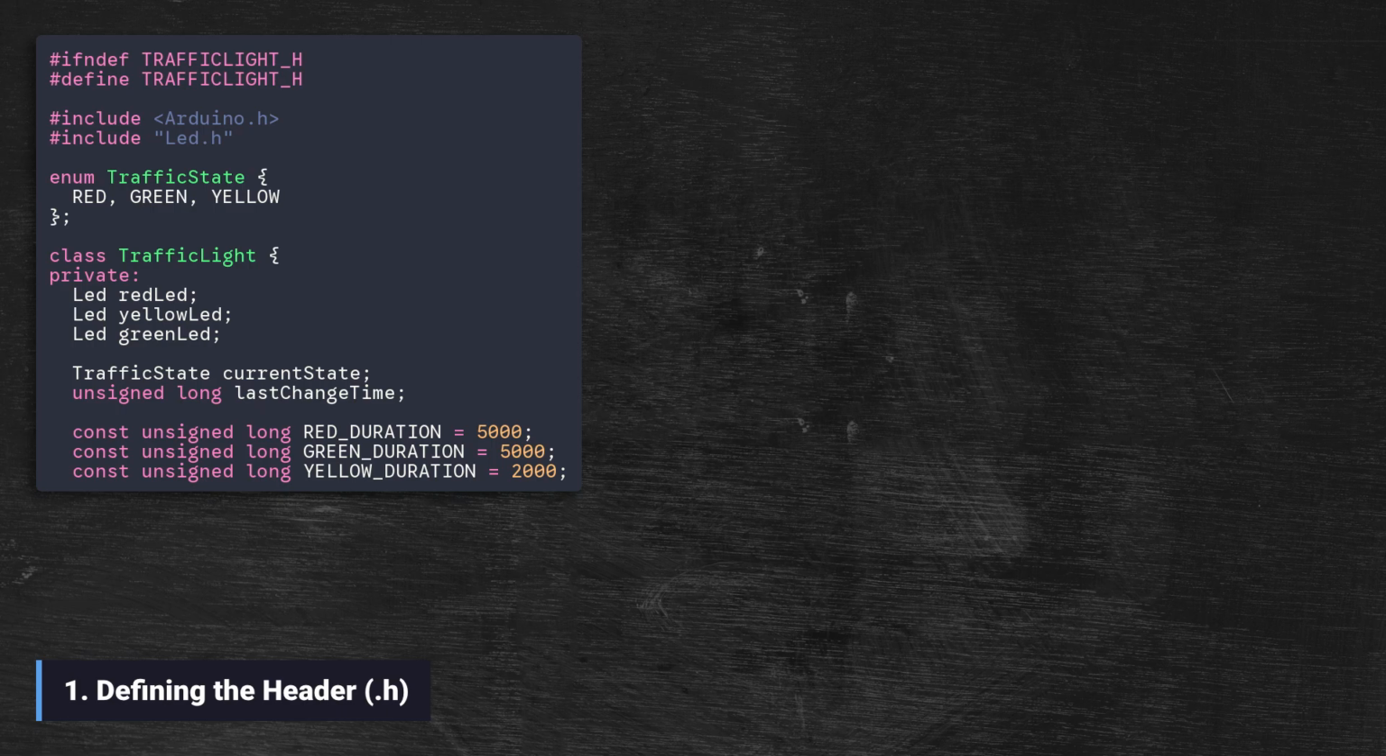In our header file, we first include LED.h. Inside the private section, we declare 3 LED objects: red LED, yellow LED, and green LED. This is called composition. Our traffic light has 3 LEDs. We also prepare an enumeration for our states and variables for timing, which we will use later.